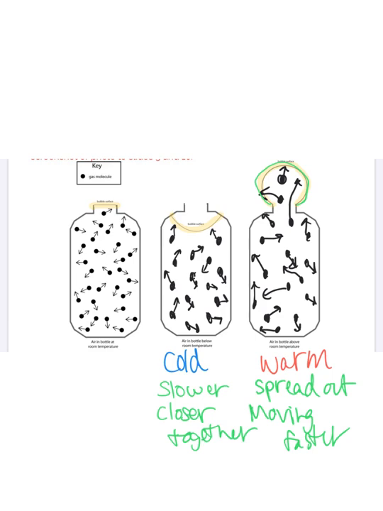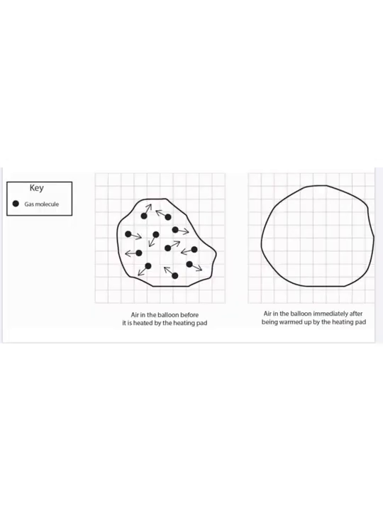All right. So we're going to take these ideas that when a gas is warm, it should be spread out. It's taking up more space. The molecules are moving faster. And we're going to see if we can explain what happened to that balloon. So we had the balloon, and these are the gas molecules. And then the balloon got warmed up by the heating pad.